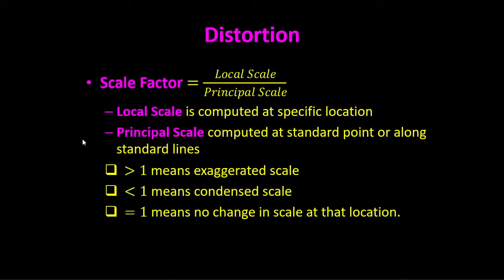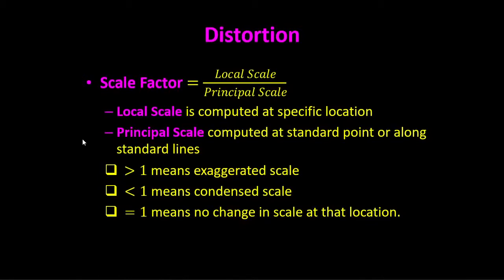And it's essentially the local scale divided by the principal scale. The local scale is computed at a specific location, whereas the principal scale is computed at a standard point or along standard lines. Keep in mind those standard points and standard lines are key terms I mentioned a little bit earlier. And the result essentially is this. If your mapped area, your specific location, has a scale factor that's greater than 1, that means it has an exaggerated scale.